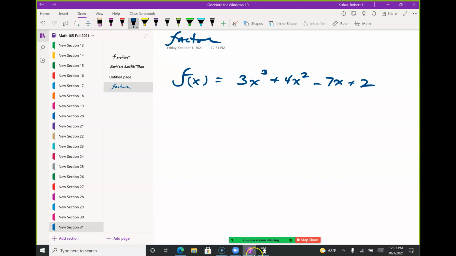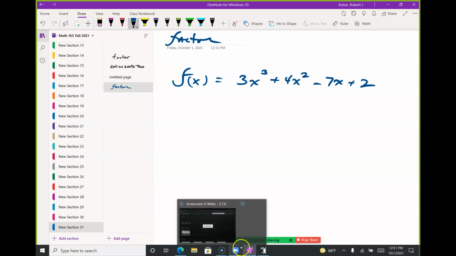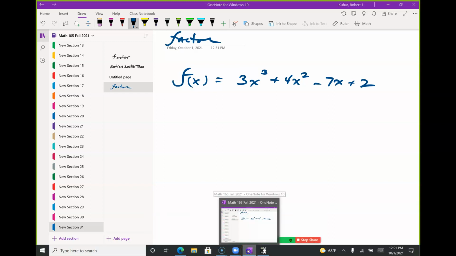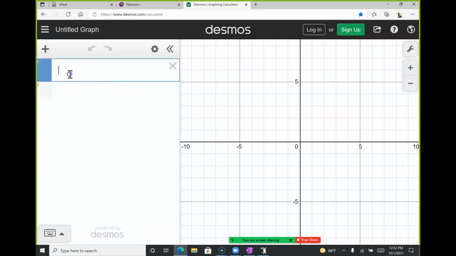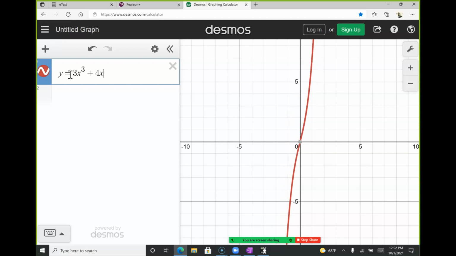let's graph it and take a look at what's happening. I'm going to do this one on Desmos just because it's a little bit easier for me and easier for you to see. So y equals 3x cubed plus 4x squared minus 7x plus 2.